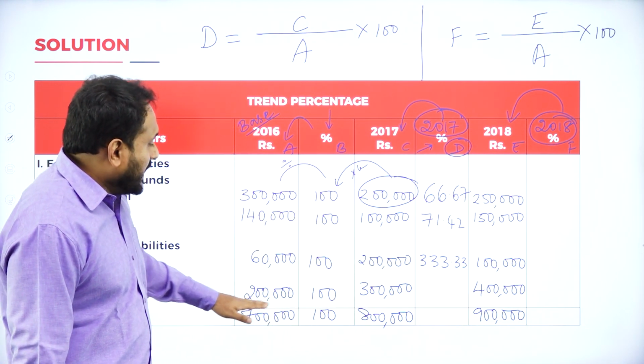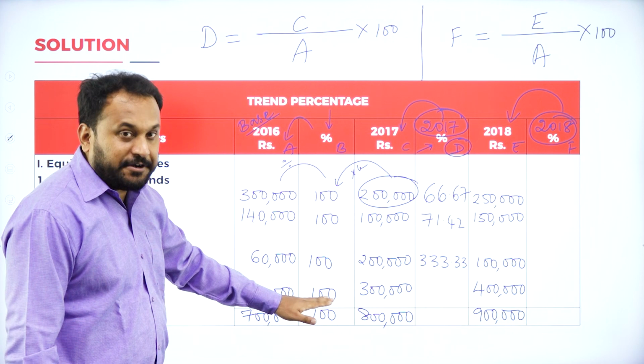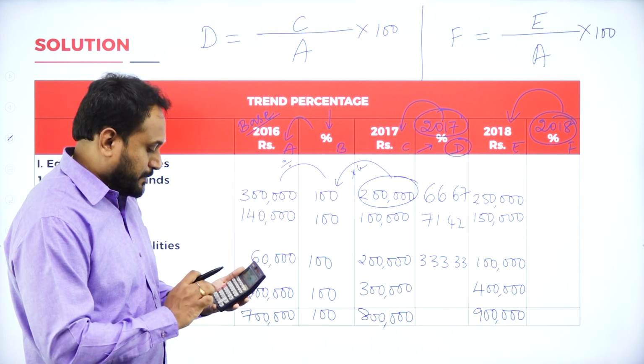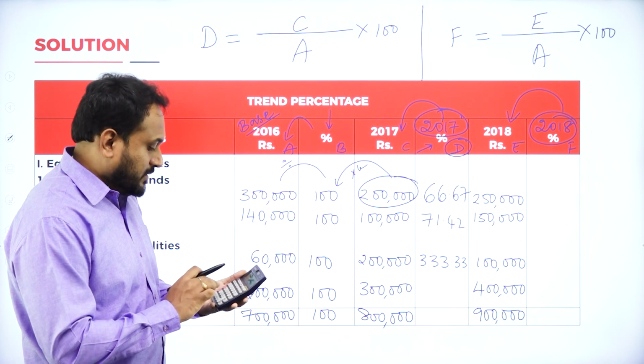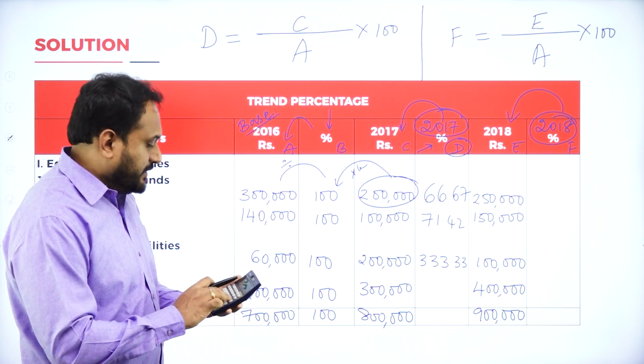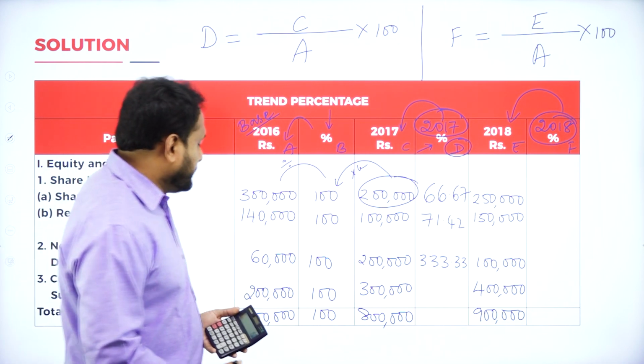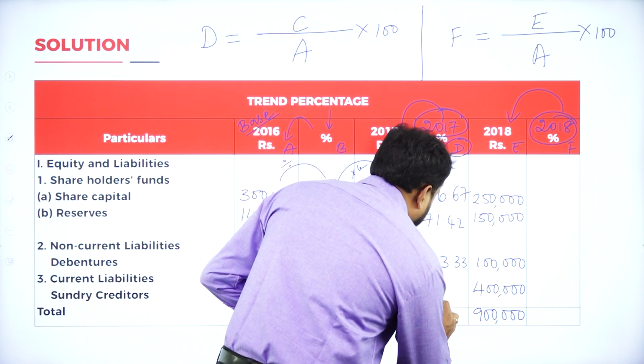Next here, 2,00,000 and 3,00,000. Now for 2,00,000 it is 100%. For 3,00,000 how much percent? Let's go with this. 3,00,000 into 100 divided by 2,00,000 is 150. So I'll write here 150.